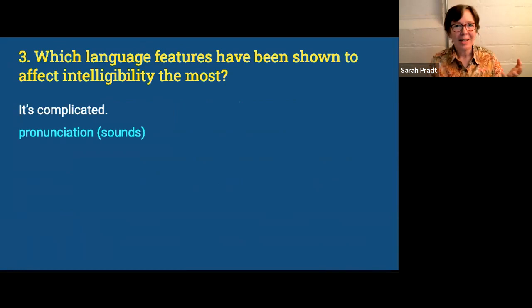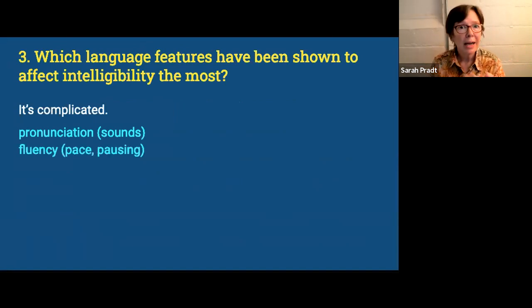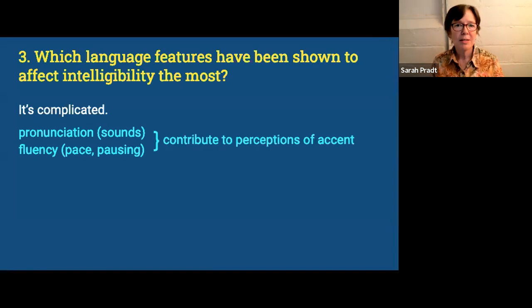Pronunciation. The everyday understanding of accent is, oh, there's something different about the pronunciation, about the sounds of the language. True, that is part of accent. Fluency. Again, in everyday understanding, fluency is, oh, how well do you speak a language? I'm fluent in French. She's fluent in Korean. But linguists think about fluency as pace and pausing. And both of these things contribute to perceptions of accent and to intelligibility.